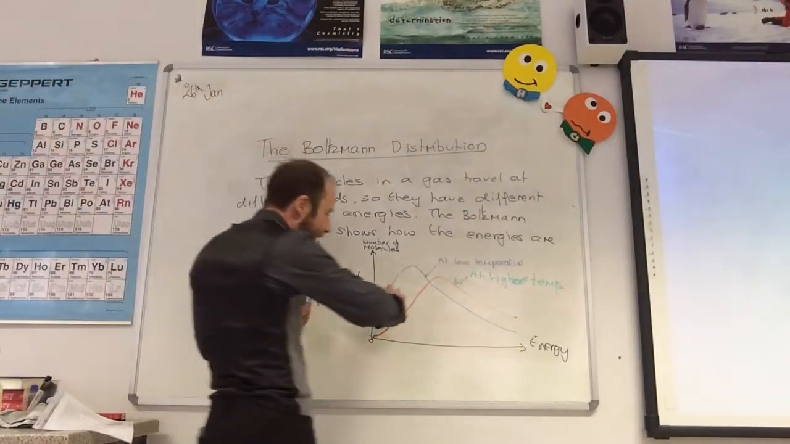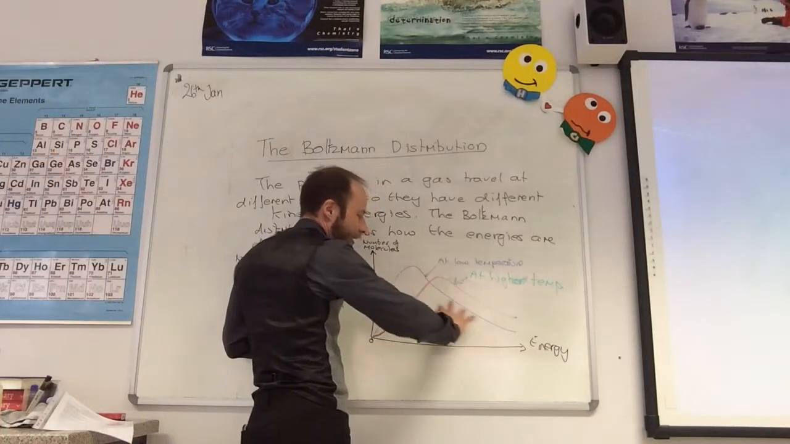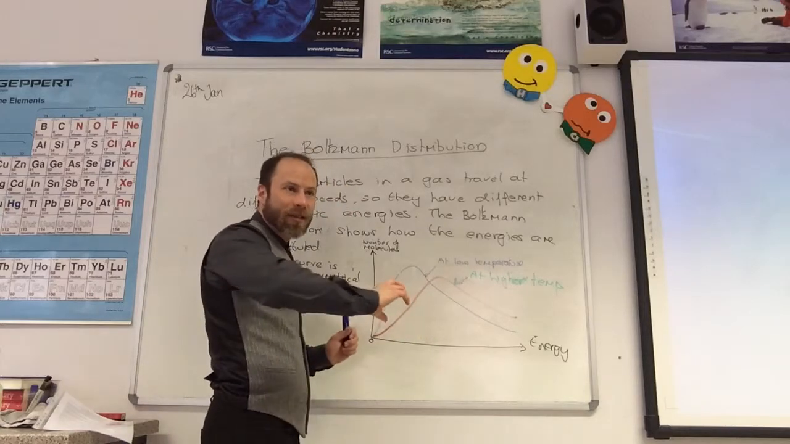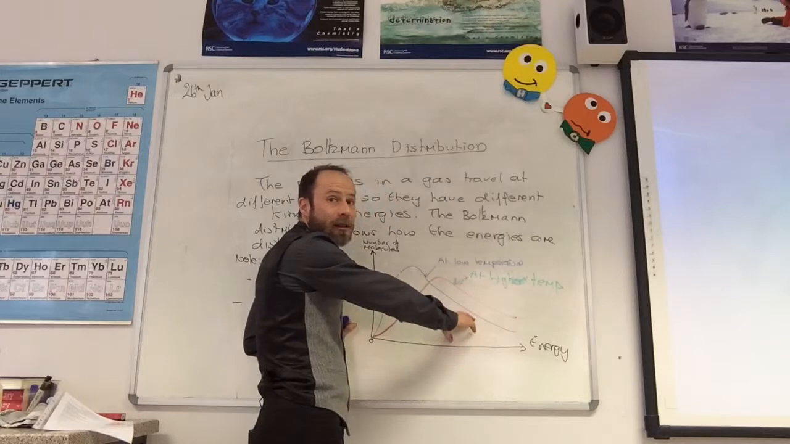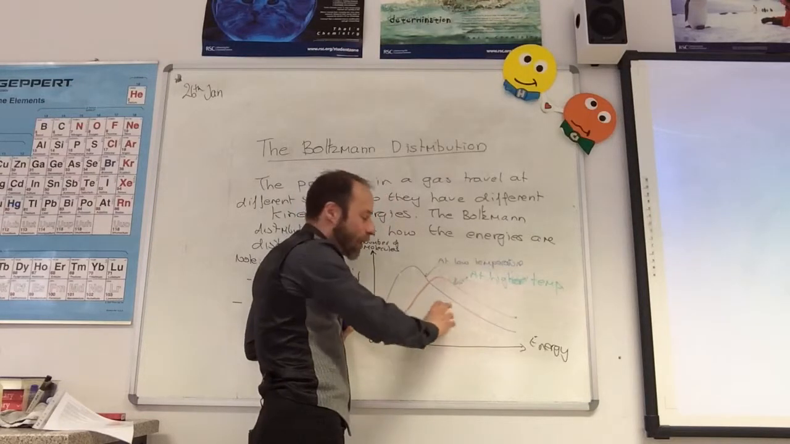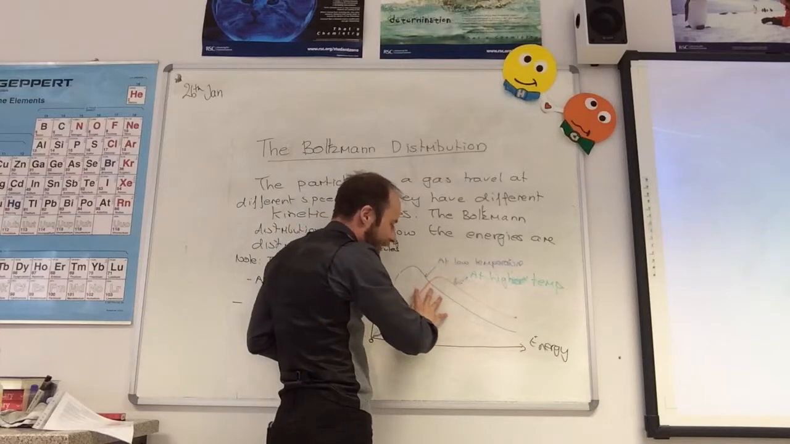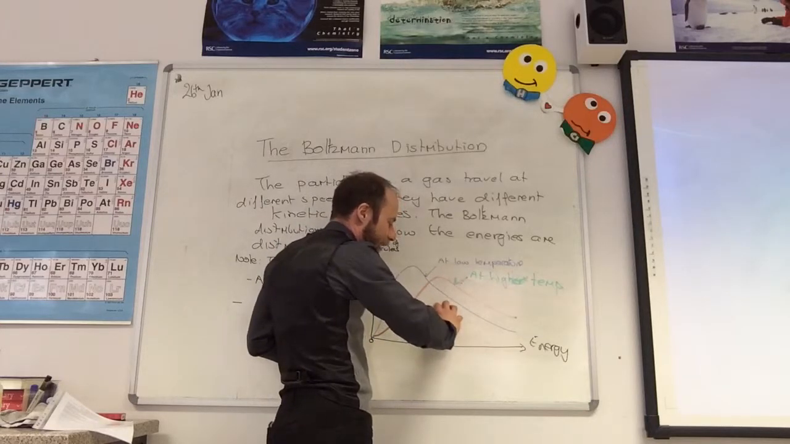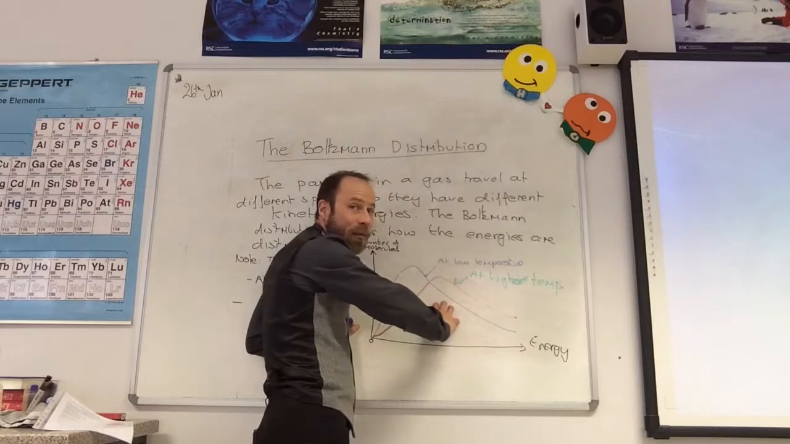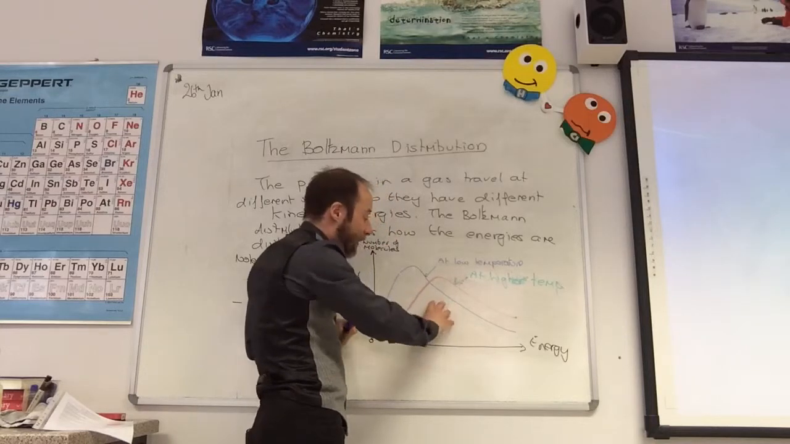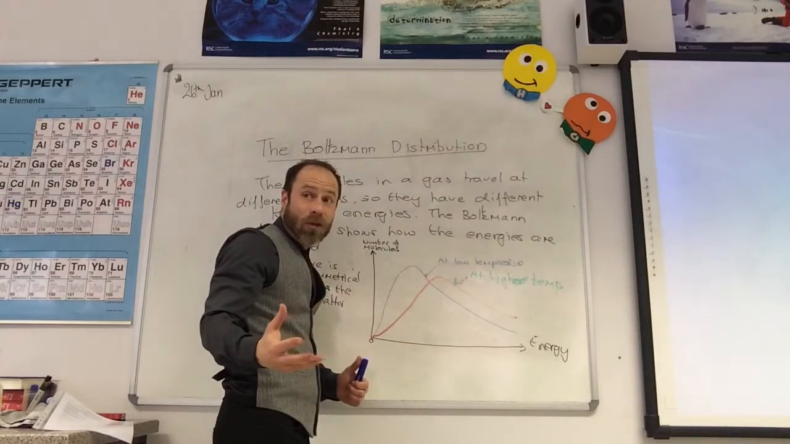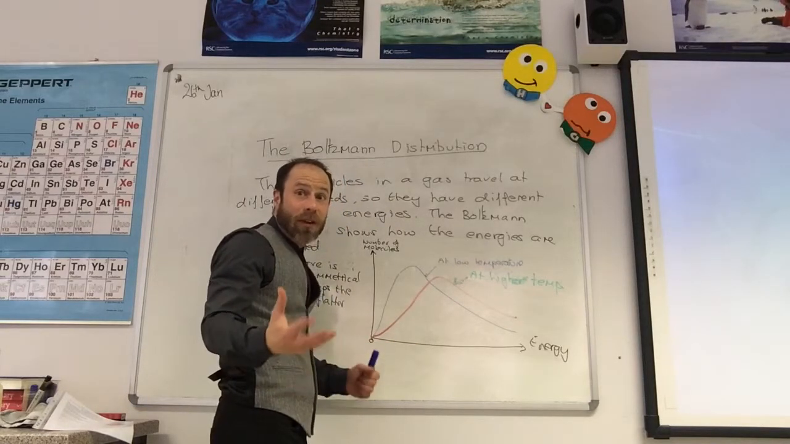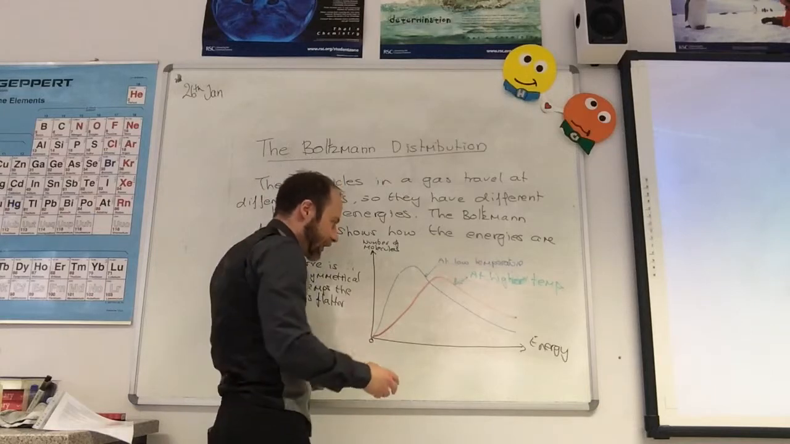So the area underneath the curve, if you do A-level maths, the area underneath that tells you what? What does the area under the curve represent from integration? If I was to integrate this, what would the area underneath this curve tell me? That would tell me the number of molecules. So, just because I've increased the temperature, does the number of molecules change? No, I've still got the same number of molecules.